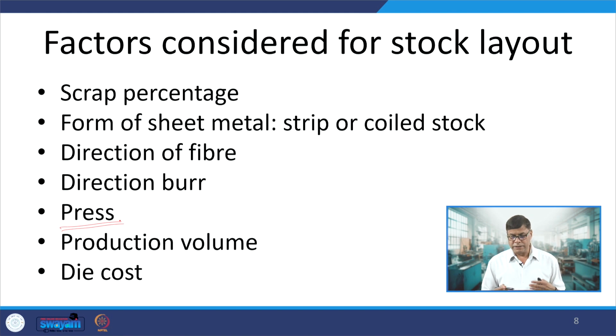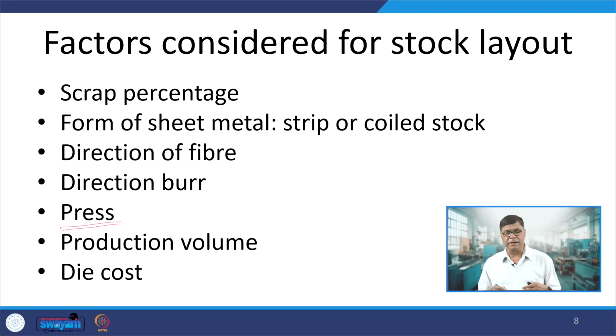We have to see that the sheet metal of given thickness can be processed by the given capacity of the press, or given dimensions of the press, using the die which will be developed based on the stock layout. So, for developing the stock layout, we have to see that whatever die is developed is accommodated on the press in terms of the tonnage and also in terms of the bed area. Then the production volume: depending upon the production volume requirements, we have to see whether we will be using strips or coiled stock, and whether these are thin or thick. Accordingly, the stock layout is developed.